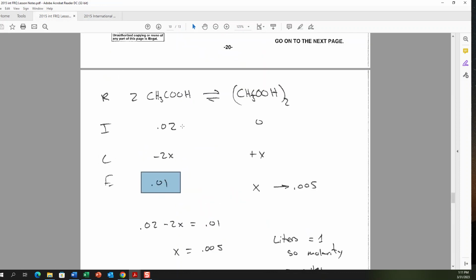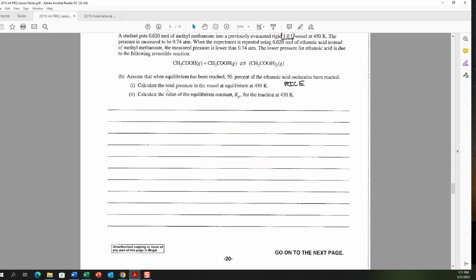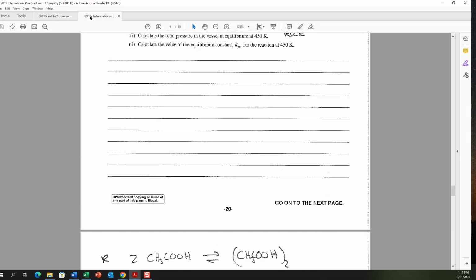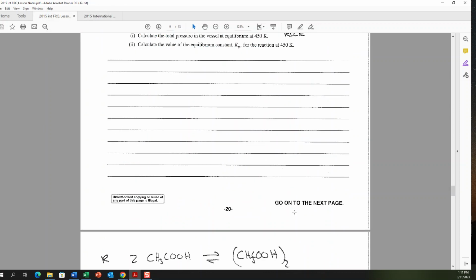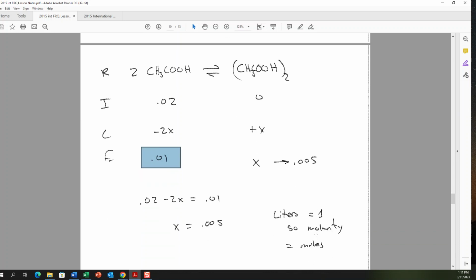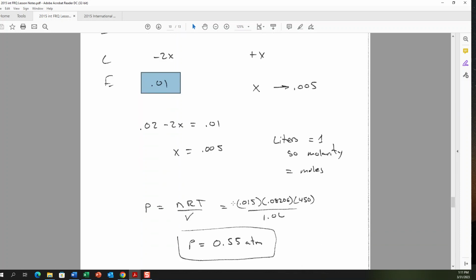And oops, let's go back. What's the question asking? Calculate the total pressure. So what we could do is take our total moles of gas and plug it into PV = nRT. So we have 0.01 moles plus 0.005 moles. That's where this is, and we would just solve for our pressure. So we found total moles, and we plug it into PV = nRT to find our pressure, 0.55 atmospheres.